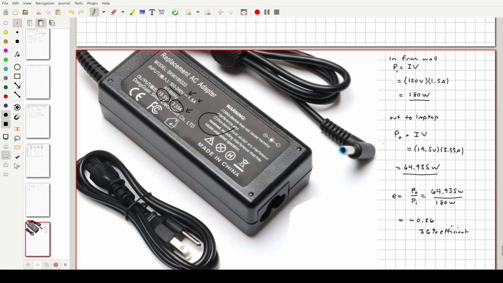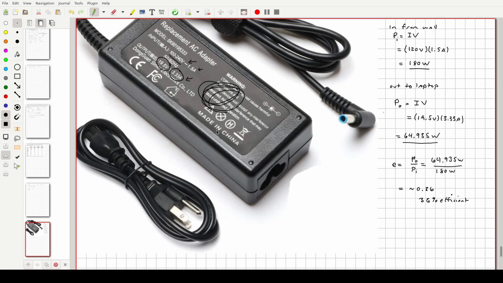So it's the resistance that sits on the inside of this thing, in part, that's eating this up. And if you are charging your laptop, you put your hand on this and hold it, what you would discover is that these things get very warm when they're charging. Anything that gets warm when it's charging a device is wasting energy in this way. So as you can see here, 180 watts in, 64, 65-ish watts out, and it's only 36% efficient. So there's a lot of energy that's being lost here.